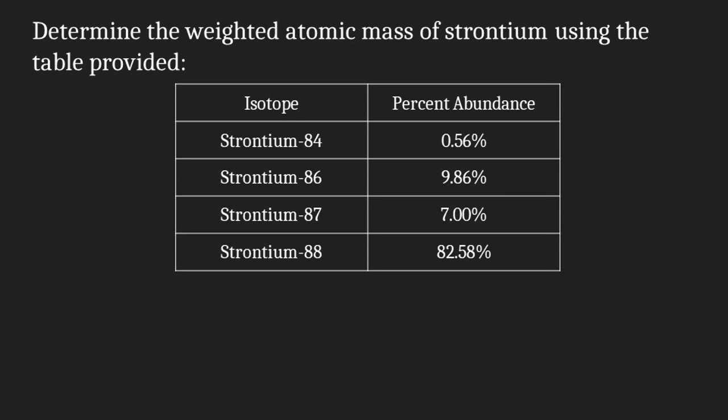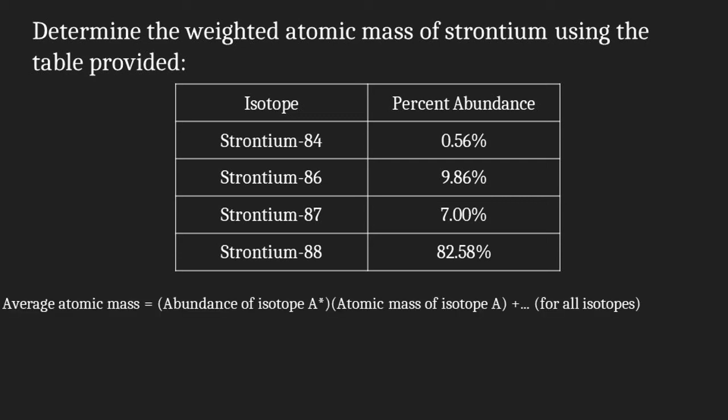For our last example, we're going to try a slightly harder one. Here we're going to determine the weighted atomic mass of strontium. But unlike the past two examples, here we have 4 isotopes we have to take into account. But nonetheless, the formula is the same. It's the abundance of each isotope multiplied by the mass of each isotope.